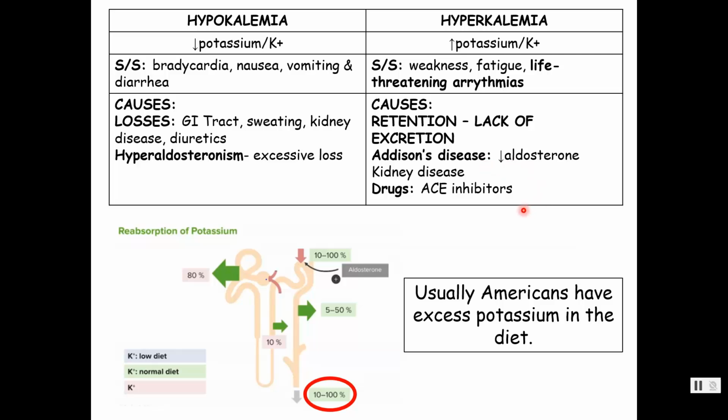There are some drugs that inhibit the renin, angiotensin, aldosterone system, and they're called ACE inhibitors. These are commonly prescribed for hypertension, so for high blood pressure. So maybe someone's dosage is off. That can cause high potassium in the blood. Once again, we're going to see neuromuscular dysfunctioning. So someone can have weakness, they can feel fatigue.